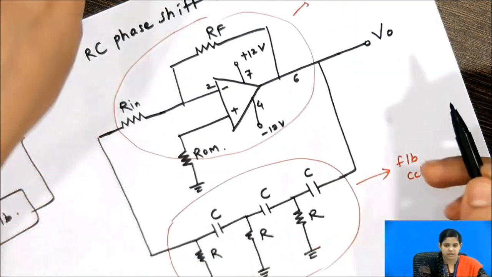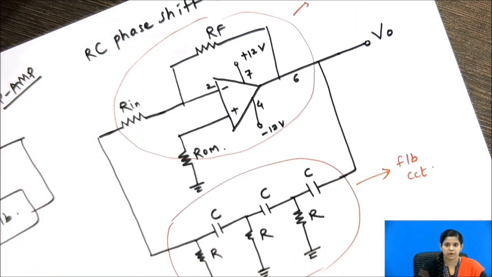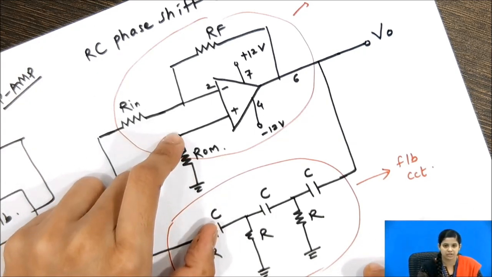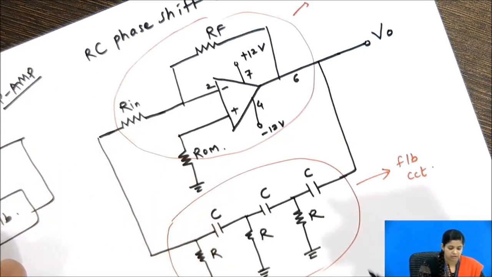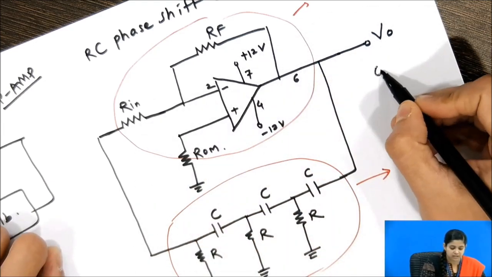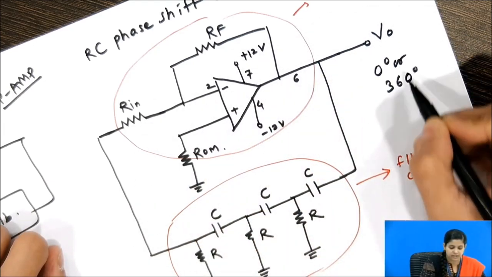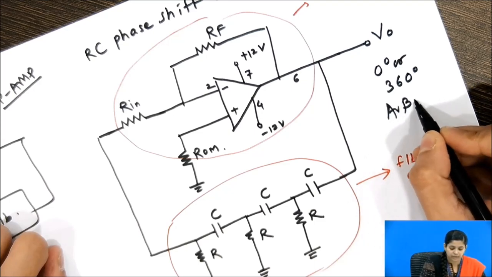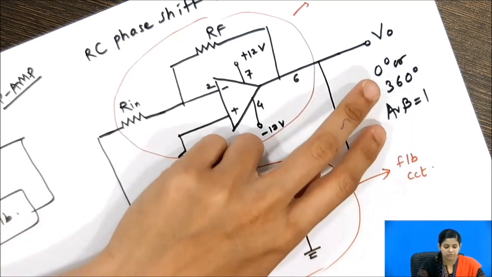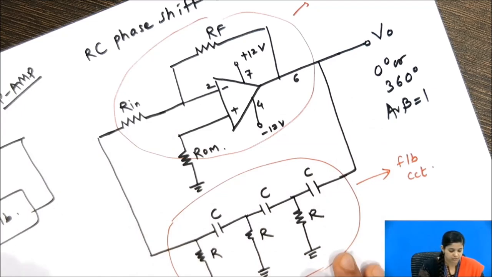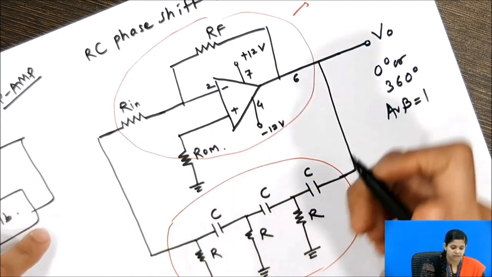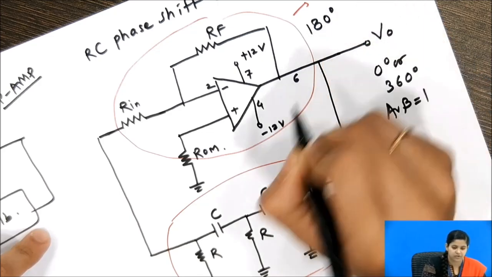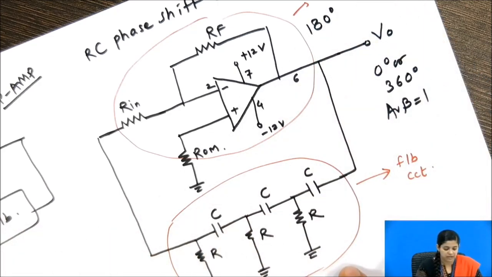amplifier. The circuit should work on the principle of Barkhausen's criteria. So it should satisfy two conditions. First, the overall phase shift should be 0 degree or 360 degree, and the loop gain must be equal to 1. These two conditions should be satisfied here. So we will see the first condition of phase angle. As it is an inverting amplifier, it will give us 180 degree phase shift. So the remaining 180 degree phase shift should be obtained from this feedback circuit.